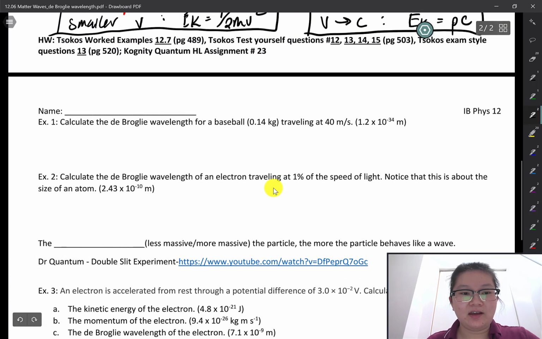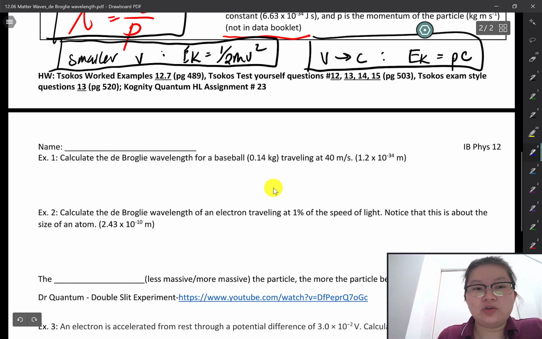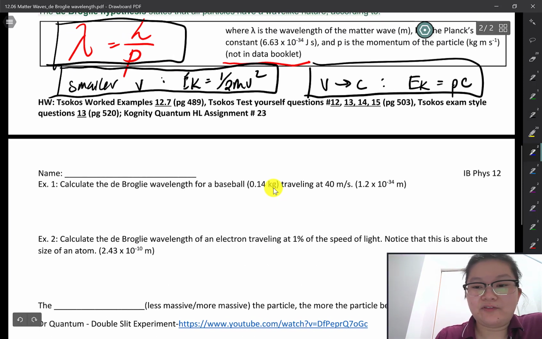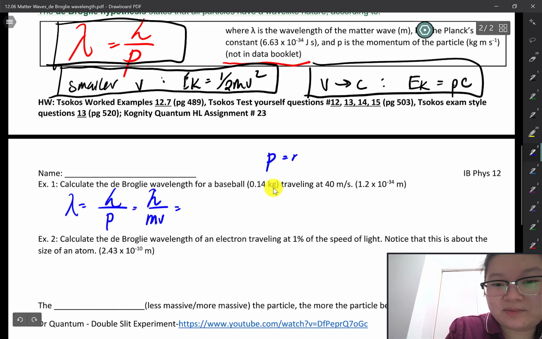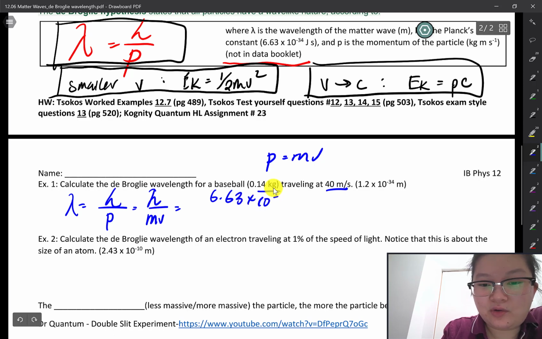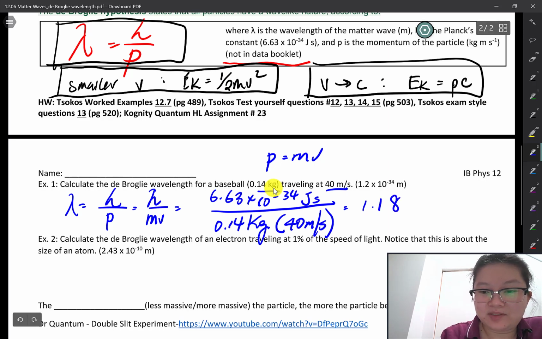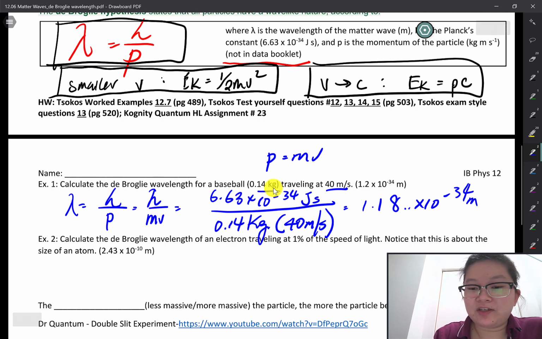Okay, so let's begin. Calculate the de Broglie wavelength for a baseball traveling at 40 meters per second. So let's use de Broglie's wavelength and figure this one out. We know the momentum is the mass times velocity of a particle. So if we put in the mass and the speed as mv, with Planck's constant, which is in your data booklet, then we are going to find the following. I get 1.183 times 10 to the power of negative 34 meters, and rounding to 2 sig figs, 1.2 times 10 to the power negative 34 meters.